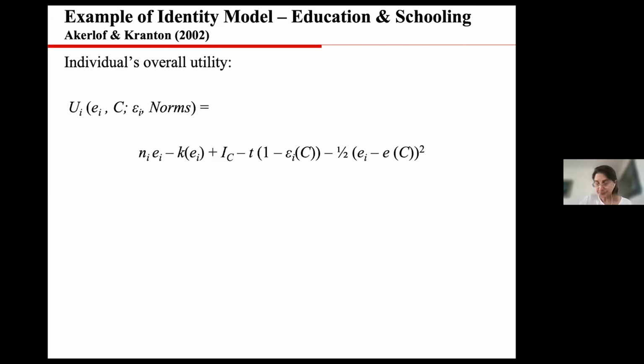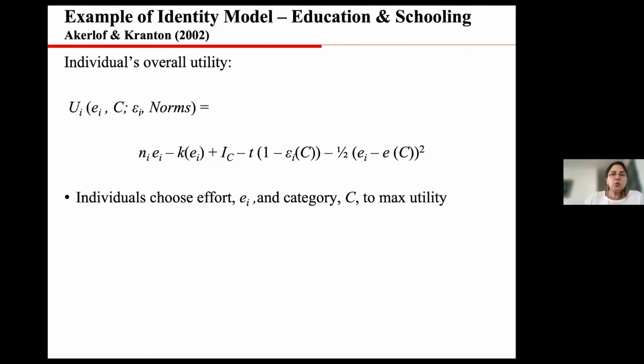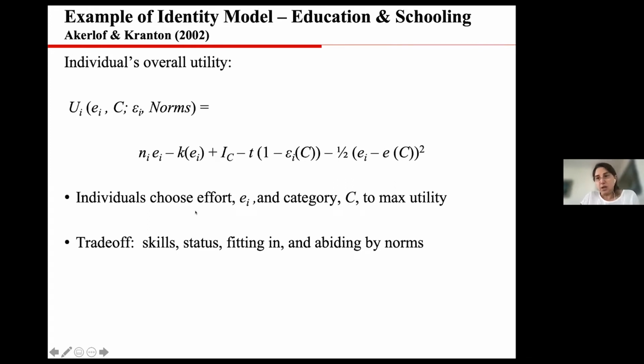All right. Okay. So individuals are choosing effort and category to maximize utility. And just like I was saying, there are going to be trade-offs. We suppose these kids have some notion that working hard in school gets you marketable skills, fitting in, right, status, and abiding by the norms for the categories. I had it all animated: status, fitting in, and abiding by the norms.